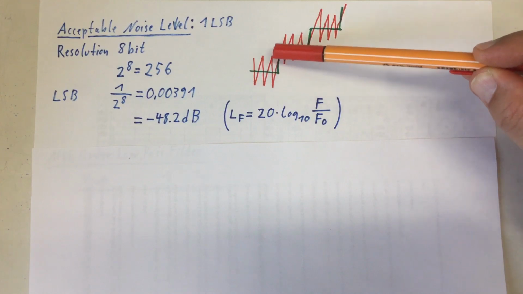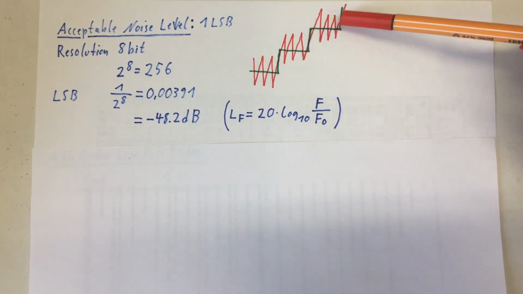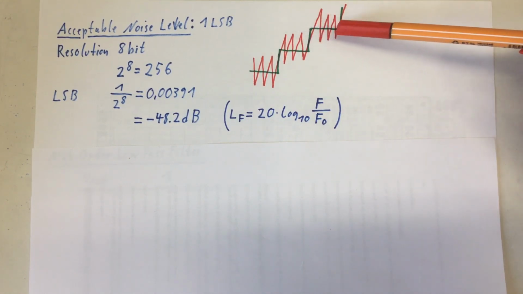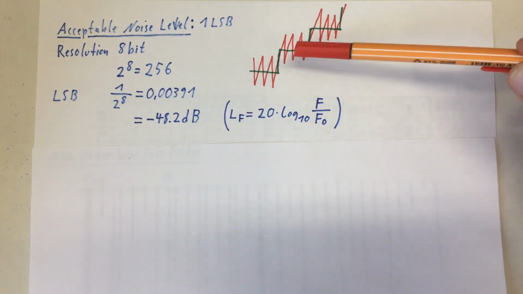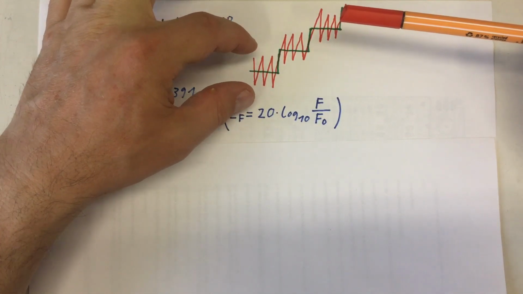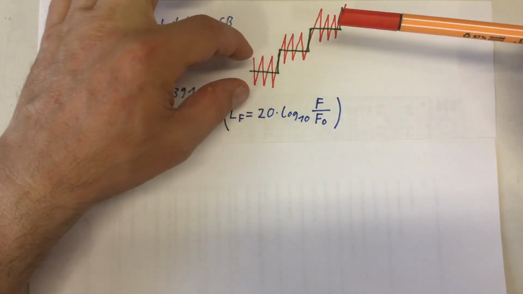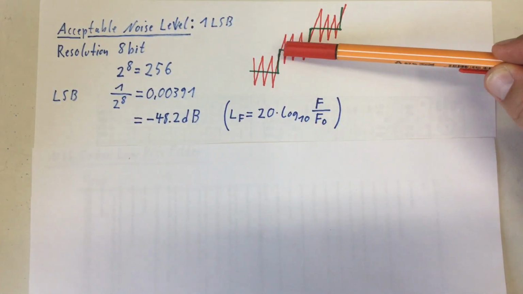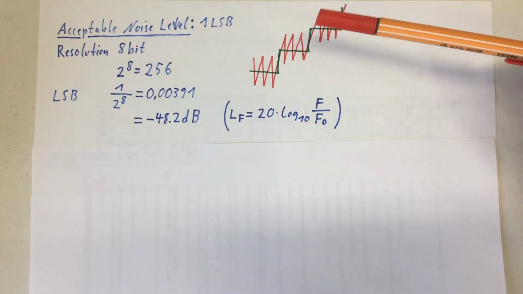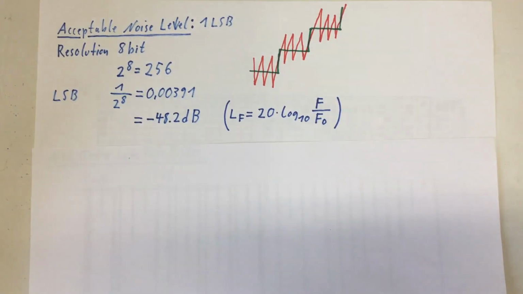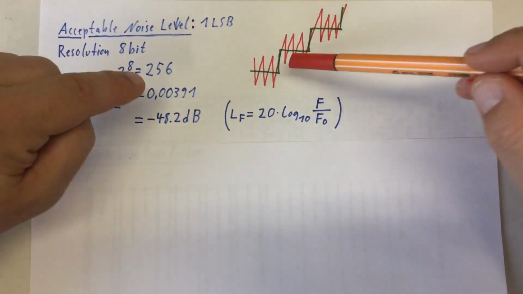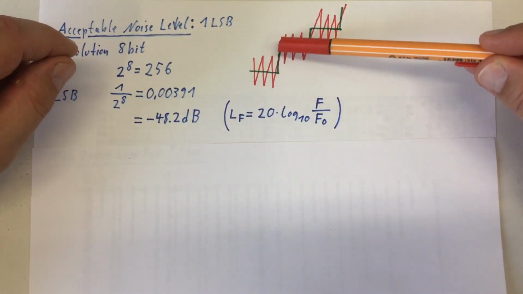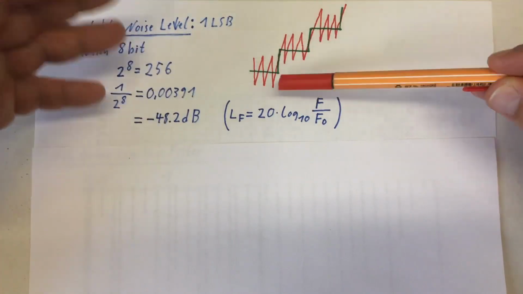If the green line would be our ideal analog output signal, I'm increasing it here in steps of 1 least significant bit, and I have a noise level of the amplitude of 1 least significant bit, I can still see the single steps without any problem. Note, that's my requirement. You might have others. You might say, okay, I want to see these steps a little bit more clearly.